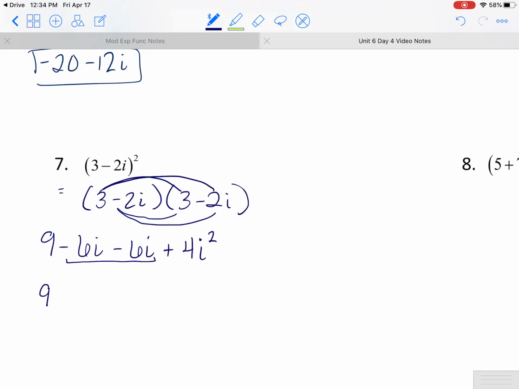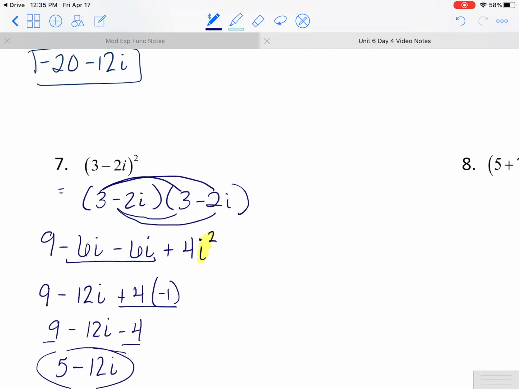Combine your like terms in the center. So I get 9 minus 12i plus 4 times, and again, I now know that i squared is equal to -1. So I get 9 minus 12i. 4 times a -1 is a -4. Just watch out for your signs. So my final answer is 5 minus 12i.